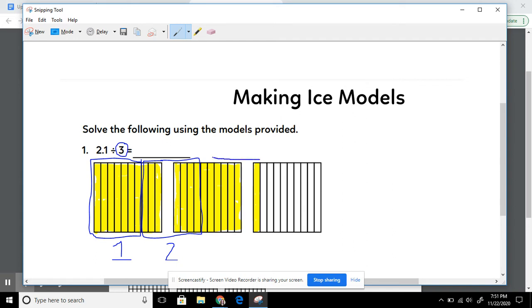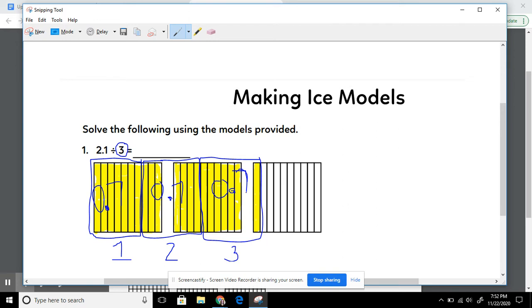Yes. So now I've got 3 groups, and within each of these 3 groups are 7 pieces or 7 tenths. Here is 7 tenths. Put a 0 there. Here is 7 tenths. And here is 7 tenths. So when I take 2 1/10 and divide it by 3, I get 7 tenths.